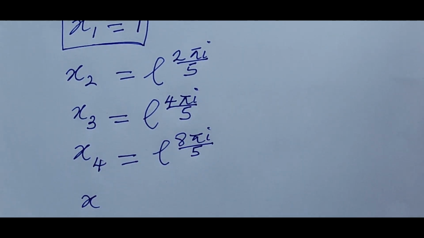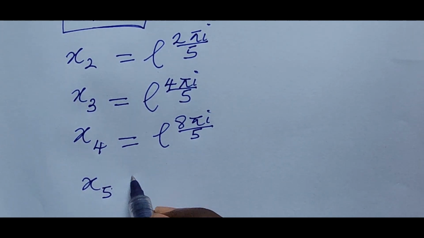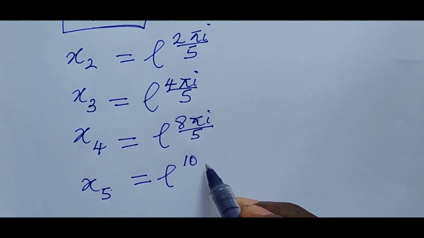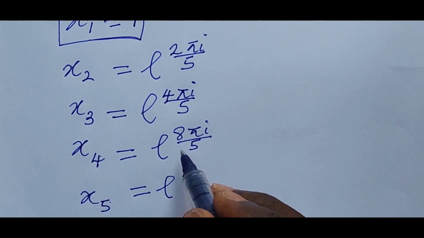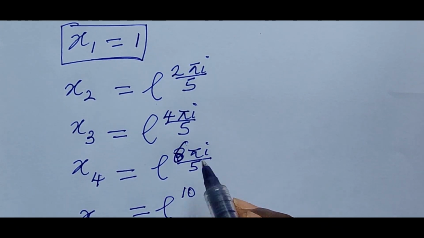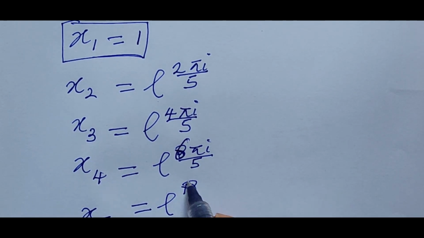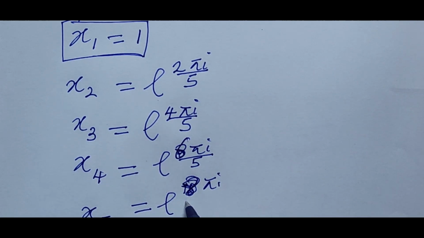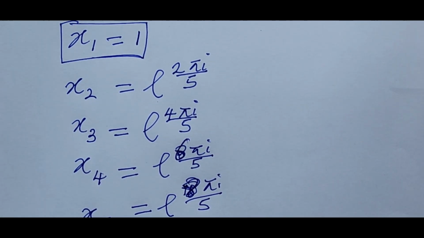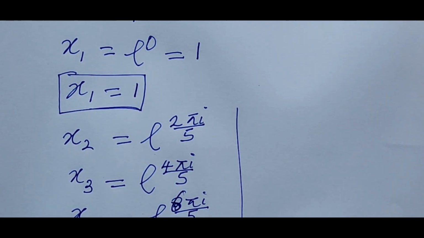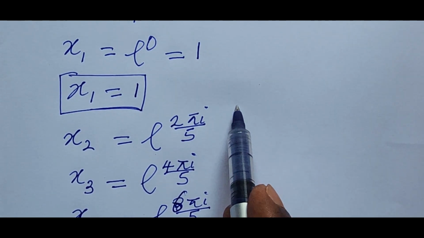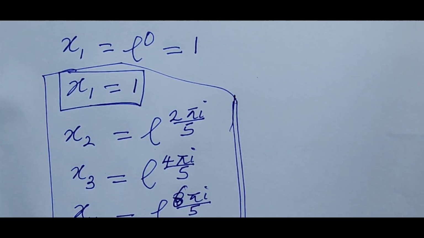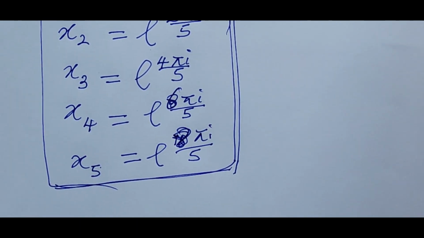And lastly, x5 will now be equal to e raised to 10. Oh, sorry, is it 10? This will give us 6, please. So we have here 6, then this will give us 8 pi i all over 5. These are the five roots that will satisfy the original equation.